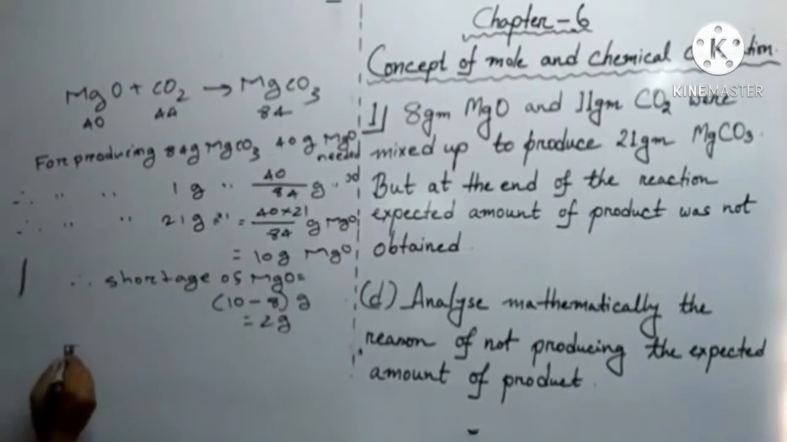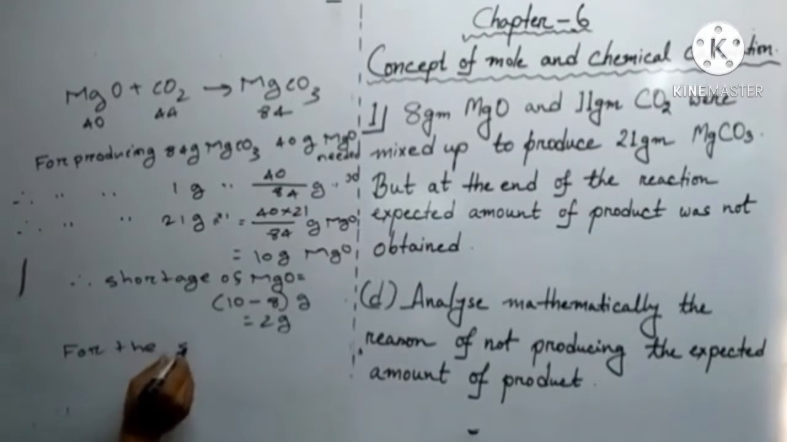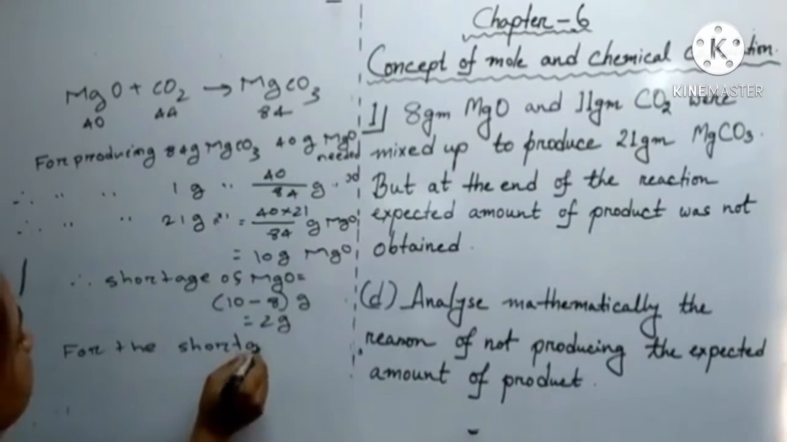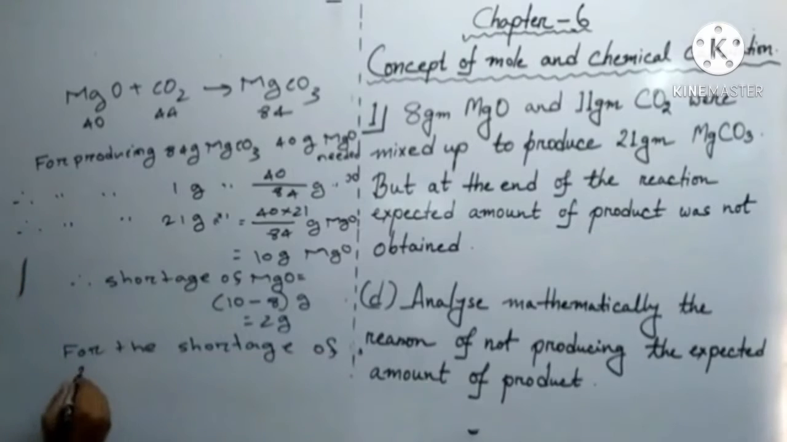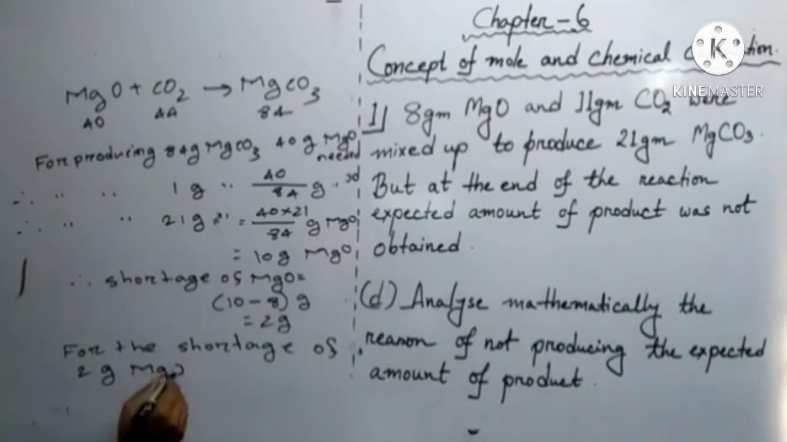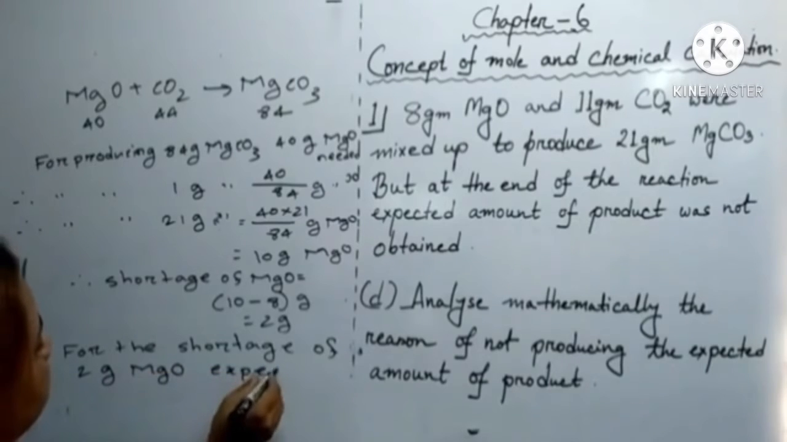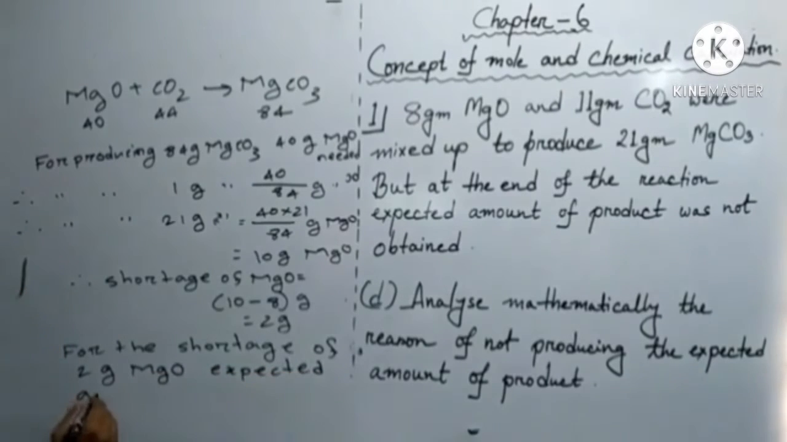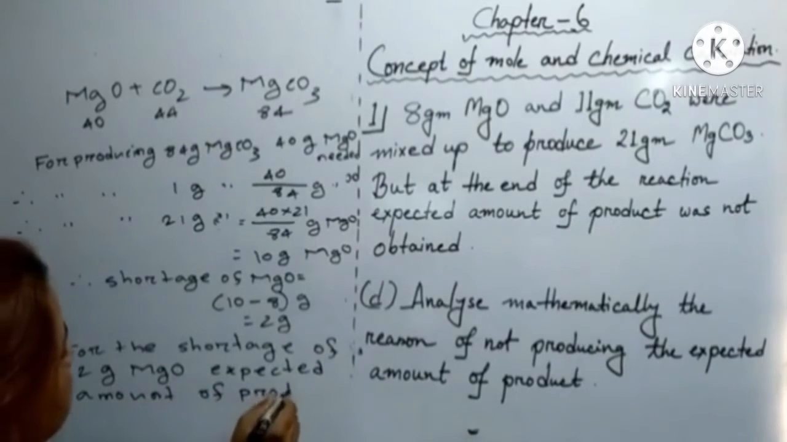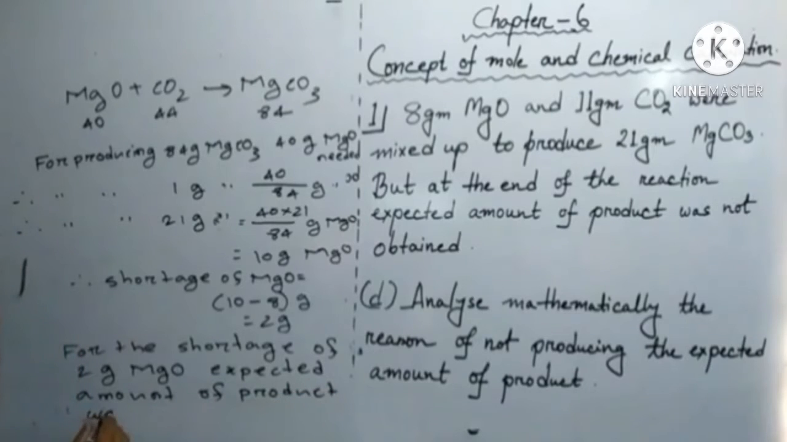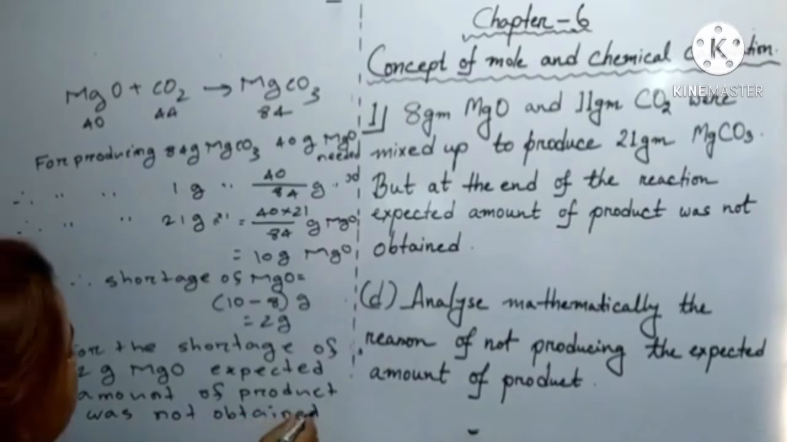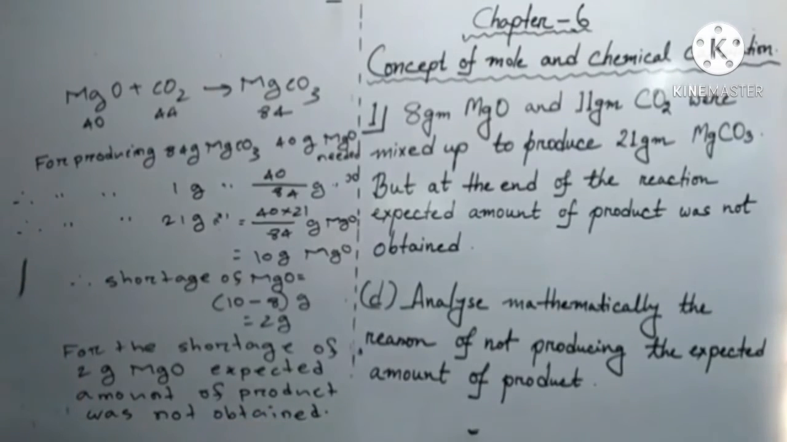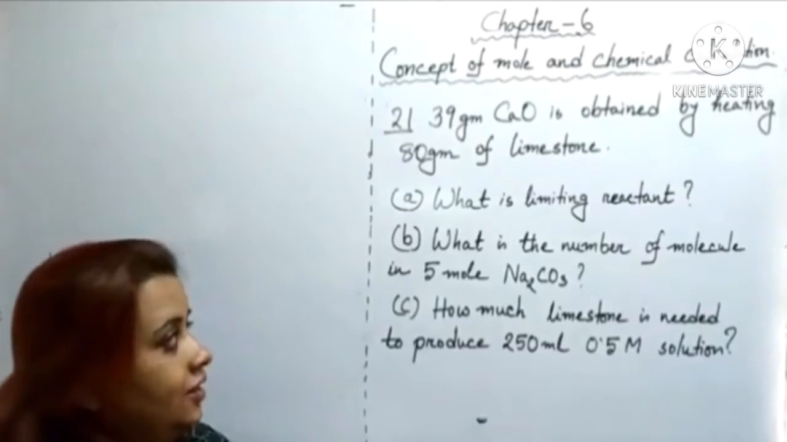So how will you draw the conclusion of this? For the shortage of 2 gram magnesium oxide, the expected amount of product was not obtained. Is that clear to you, dear learners?